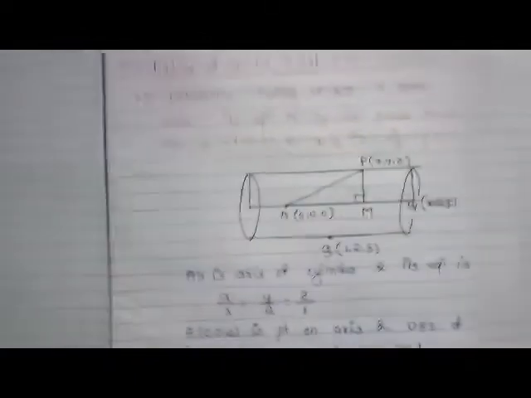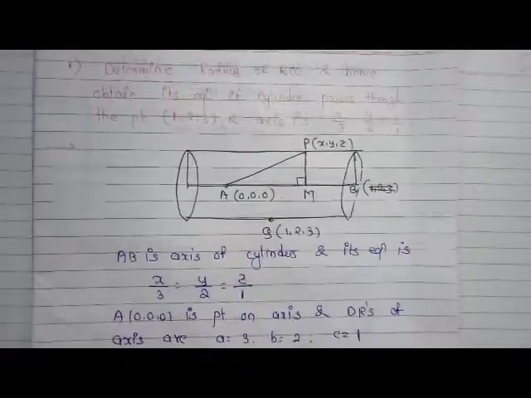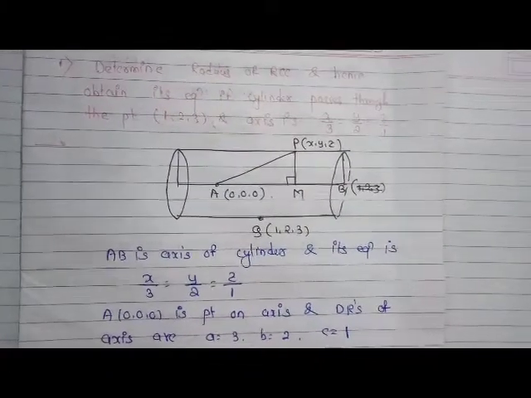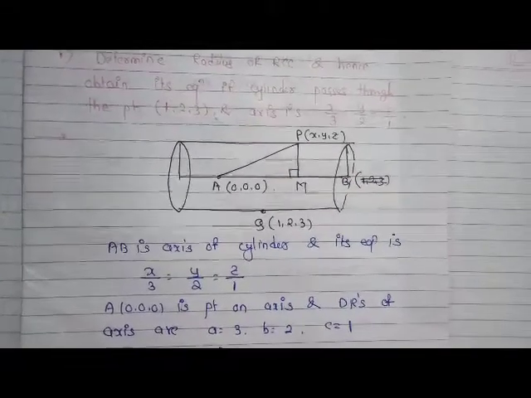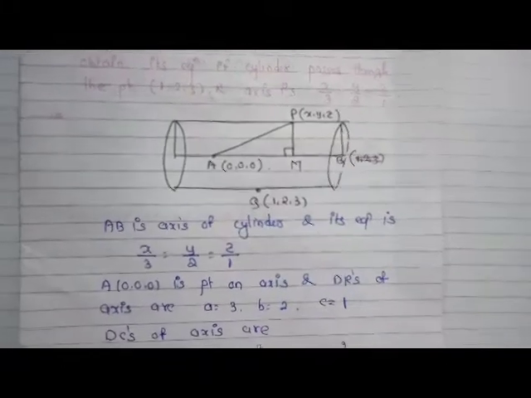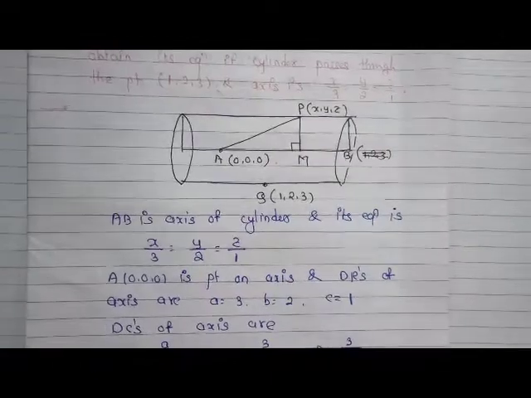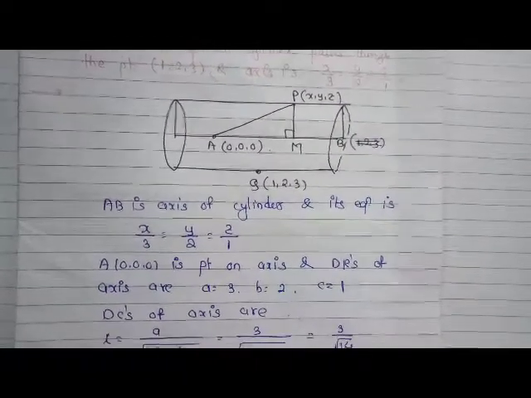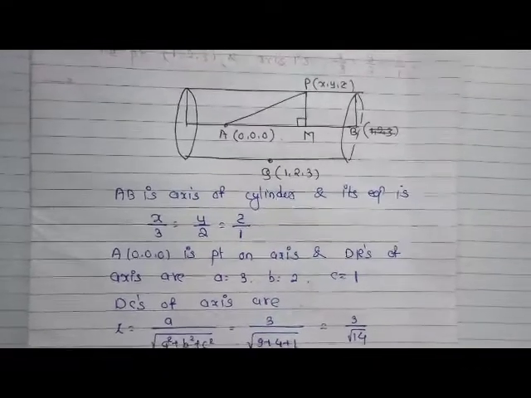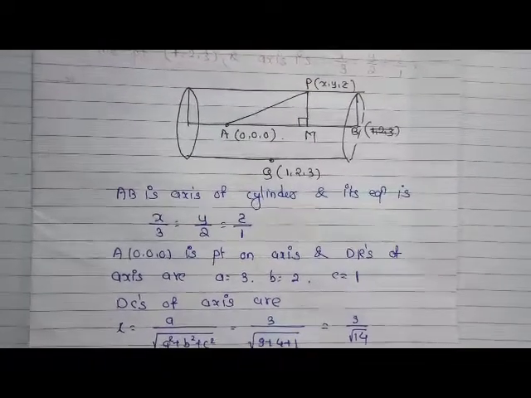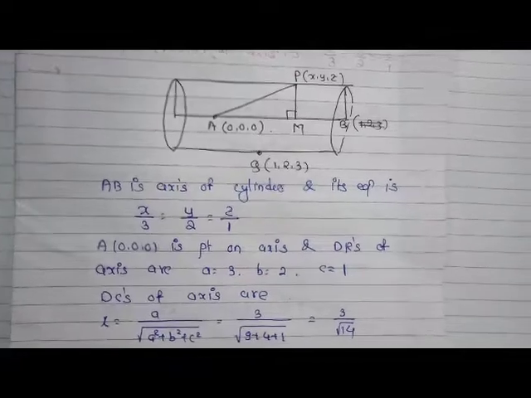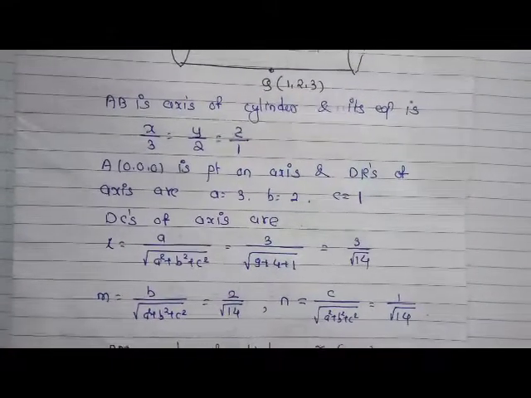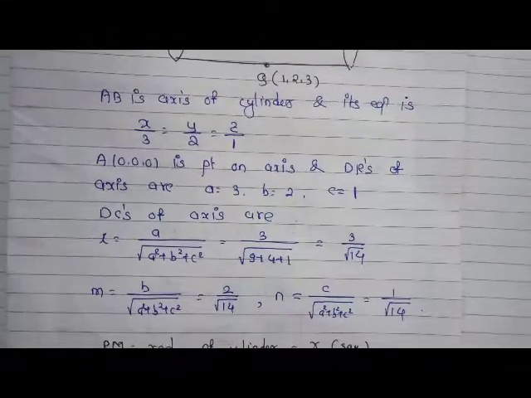So AB is the axis of the cylinder. P(x, y, z) is a general point on the cylinder. Suppose Q, one point on the cylinder, is given. Q is (1, 2, 3). Start with the axis of the cylinder. AB is the axis and its equation is x by 3 equals y by 2 equals z by 1. So the point on the axis is A(0, 0, 0) and the direction ratios of the axis are 3, 2, 1.